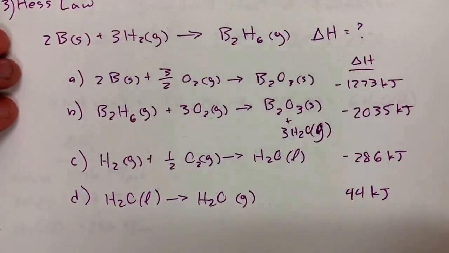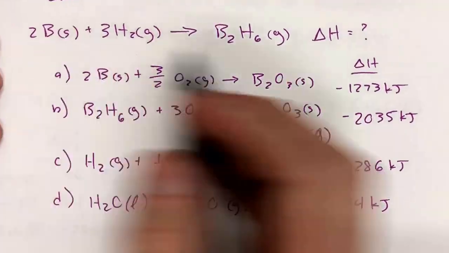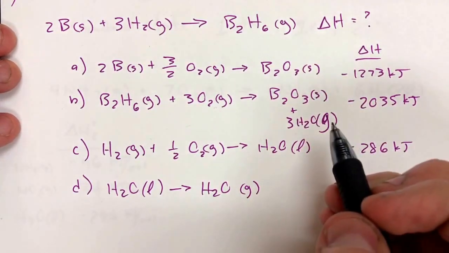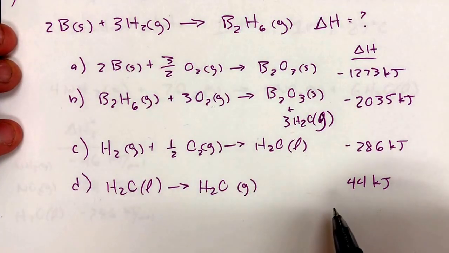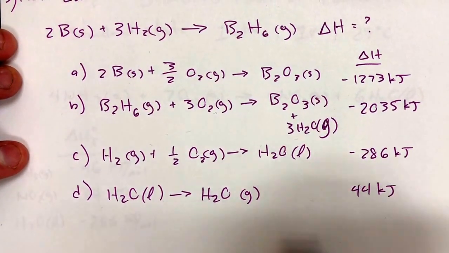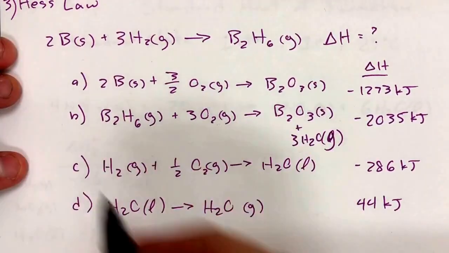The third way that we find delta H for a reaction is using Hess's law. So Hess's law is the idea that you can add together reactions, and the sum of the delta H's for those reactions will equal the delta H for the sum of the reactions themselves.